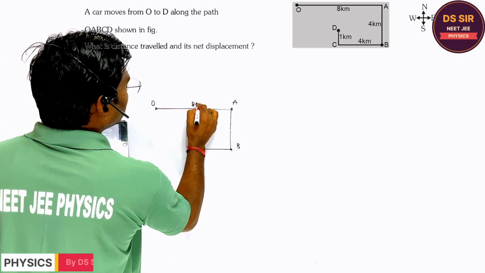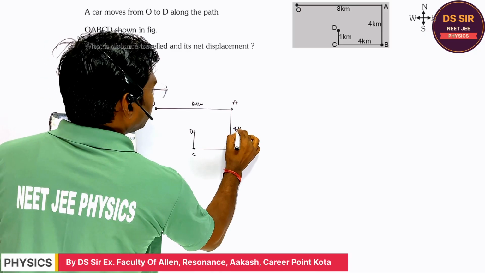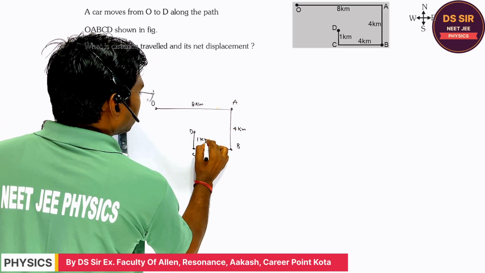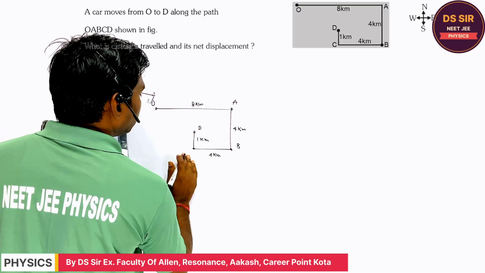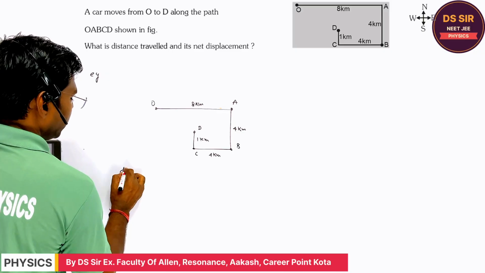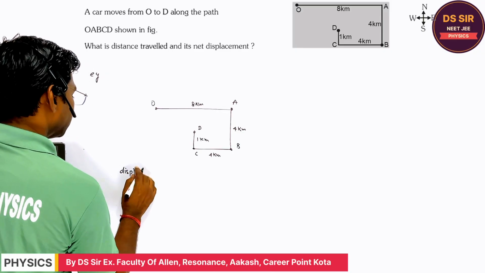This is the 8 kilometer over here, this is the 4 kilometer over here, this is the 4 kilometer, and this is the 1 kilometer, right? This is the final position D. Is it clear? So you have to find the distance and the displacement in this case. So what is the distance?